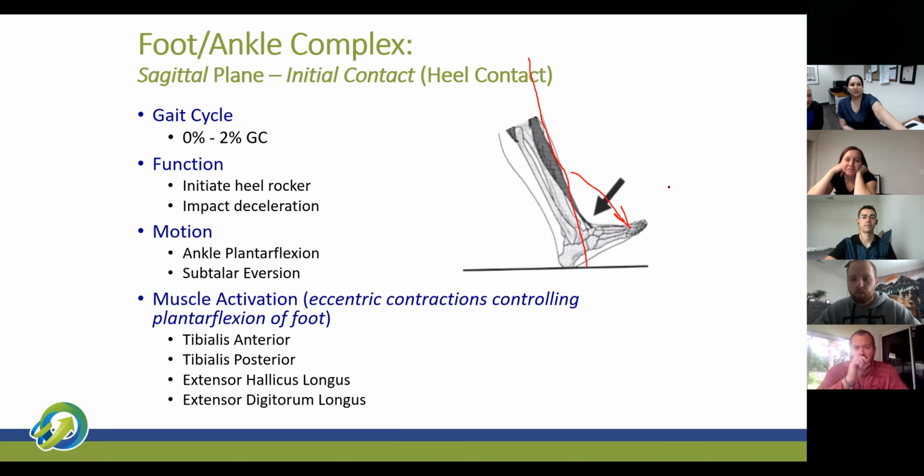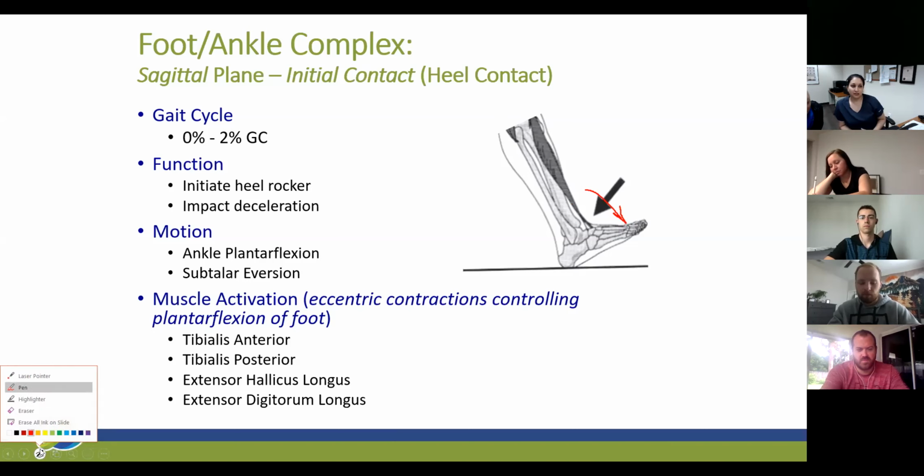Okay, so maybe I could put a different color for that one. Okay. Anyway, so in red is the motion right here. This is what's occurring. So it's showing it's plantar flexing, eccentric control, plantar flexion.